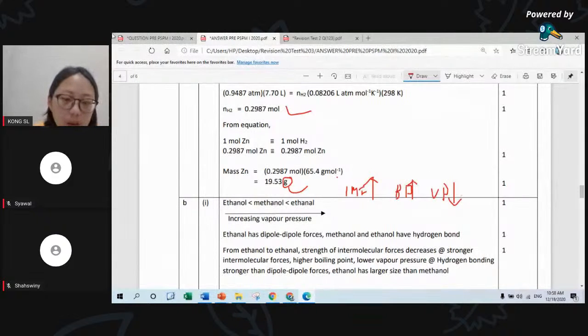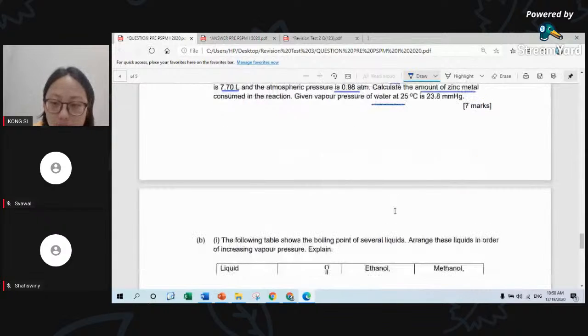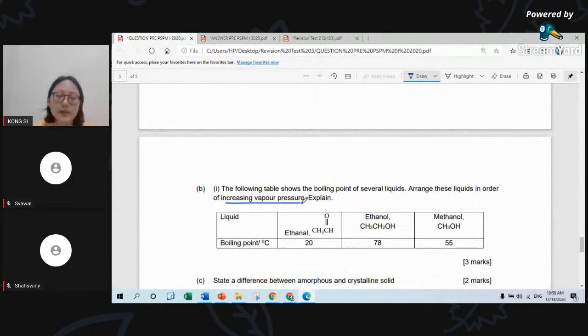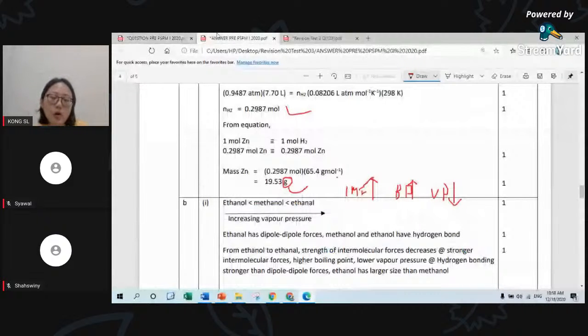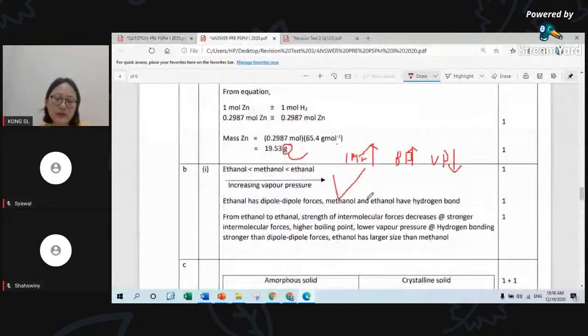So check, what does the question ask about? The question asks about increasing vapor pressure. That means from a high boiling point to a low boiling point. So this is the first one, followed by this one, and then the last one. The lowest boiling temperature has the highest vapor pressure, meaning the intermolecular forces for ethana are the weakest. After you compare, this is the step one you must arrange correctly. No other answer, this is the only answer. Ethanol is the strongest, with the highest vapor pressure.